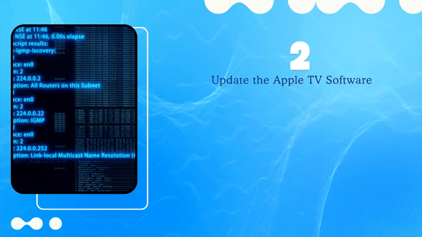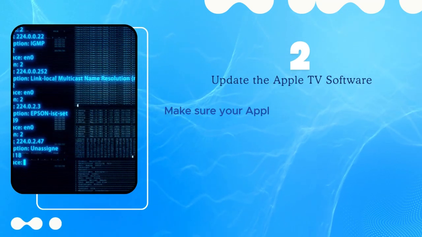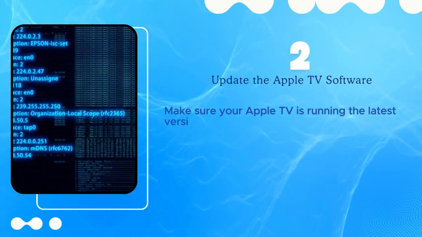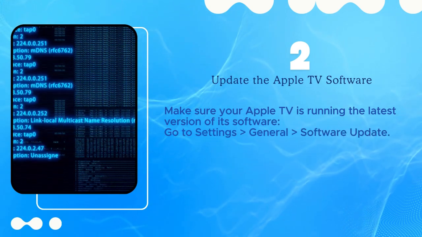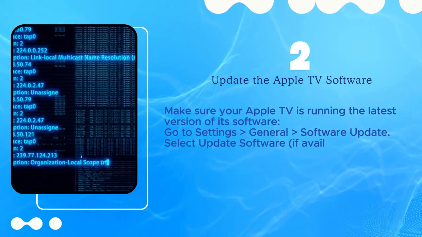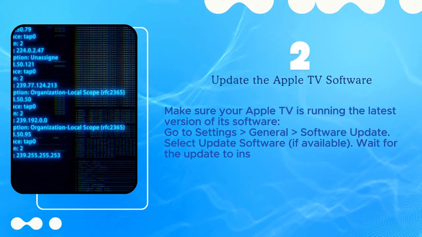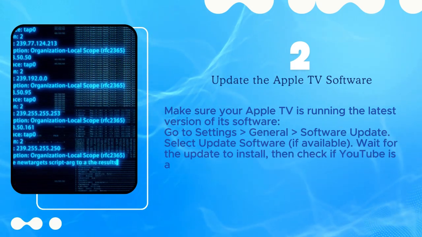2. Update the Apple TV software. Make sure your Apple TV is running the latest version of its software. Go to Settings, General, Software Update. Select Update Software if available. Wait for the update to install. Then check if YouTube is available.